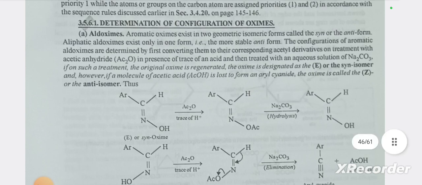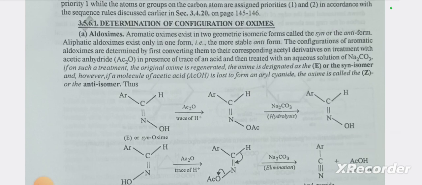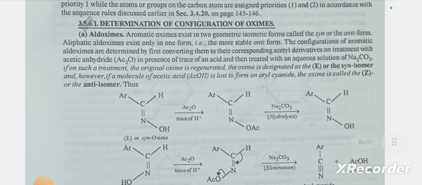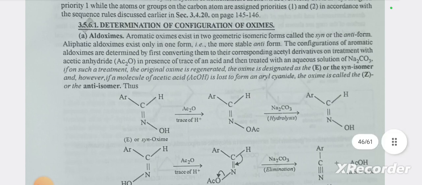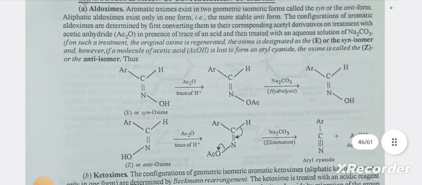The configurations of aromatic aldoximes are determined by first converting them to the corresponding acetyl derivatives on treatment with acetic anhydride in the presence of a trace of an acid, and then treating with an aqueous solution of Na2CO3. If on such treatment the original oxime is regenerated, the oxime is designated as E or the syn isomer. However, if a molecule of acetic acid is lost to form an aryl cyanide, the oxime is called the Z or anti isomer.